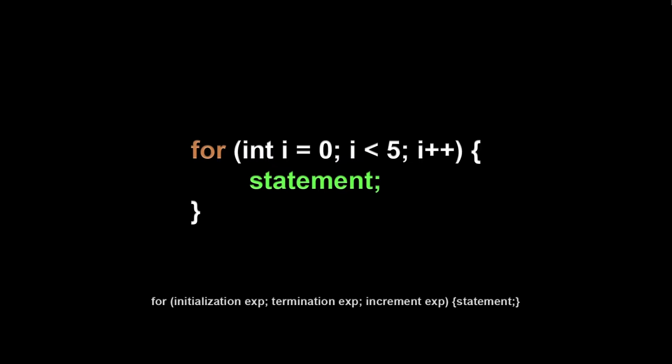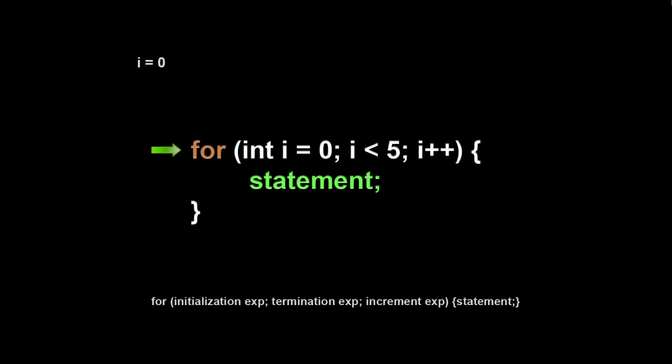It is important to point out that the initialization expression i equals 0 in this case is only executed once, whereas the termination expression is evaluated prior to each iteration of the loop, and the increment expression is executed after each iteration of the loop. So the statement or block statements within this for loop will be executed a total of 5 times.